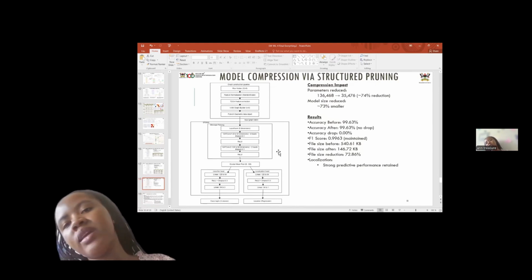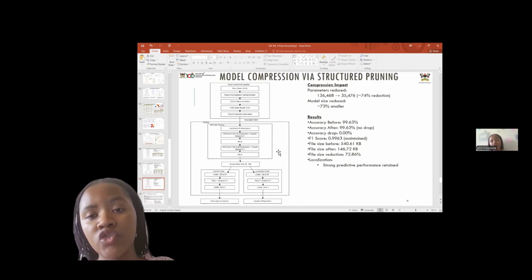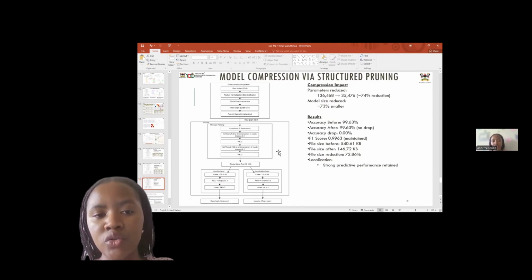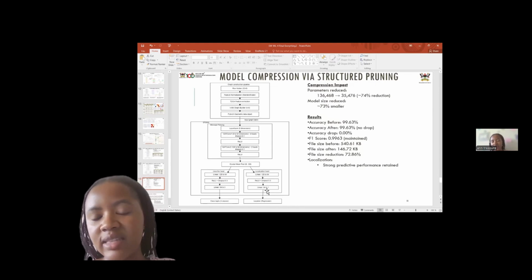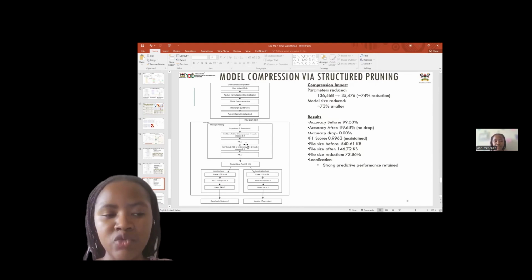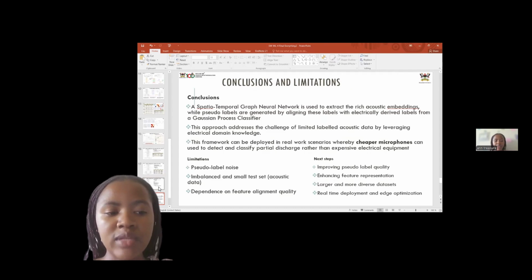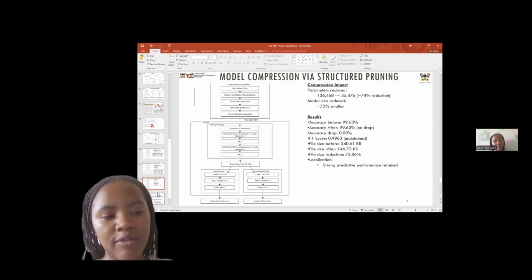Next, the best performing model was achieved using structured pruning, where we reduced all the dimensions in all the stages, from the message passing to the different classifier heads. After reducing these dimensions, we realized there was no difference in the accuracy, in both the localization and the classification. So we reduced the parameters by 74% and the model size by 73%. So we see that structured pruning was able to produce a model with little change in performance.